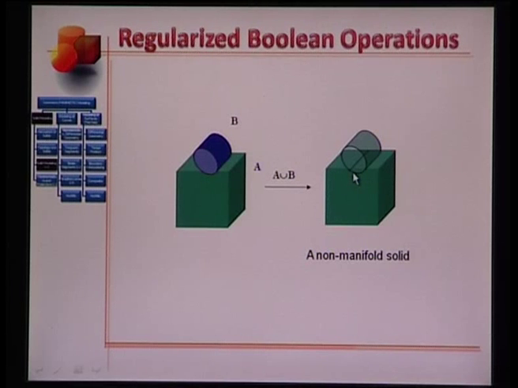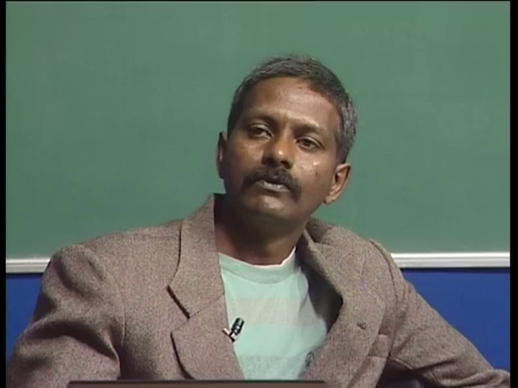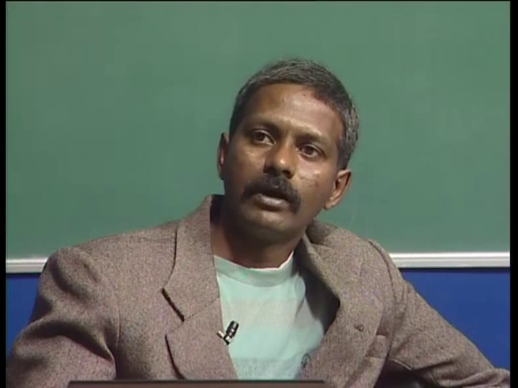If we recall the definition of manifold solids, there we had used an open ball. If we place an open ball here, anywhere on this edge, we'll see that the intersection between the open ball and the solid will result in two intertwined disks, which cannot be deformed into a single disk, for which reason it is a non-manifold solid.